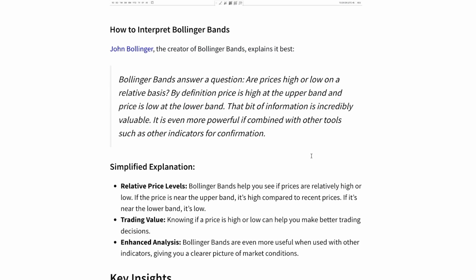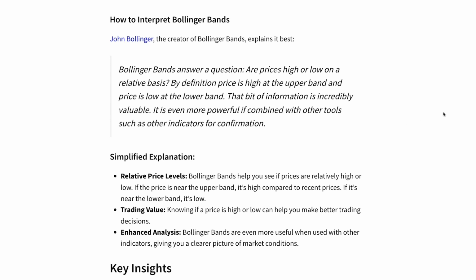So in terms of how to interpret these, and we're going to jump over to the charts, but I thought we really want to just get through these key insights and understand those quickly and discuss them, and then jump over to the charts and apply them. But in terms of how to interpret this technical indicator, and straight from Bollinger himself, he writes, Bollinger Bands answer a question: are prices high or low on a relative basis? So that's what this technical indicator can provide you.